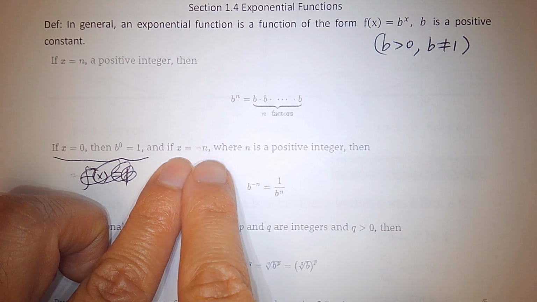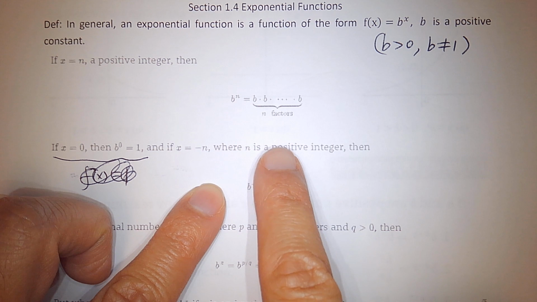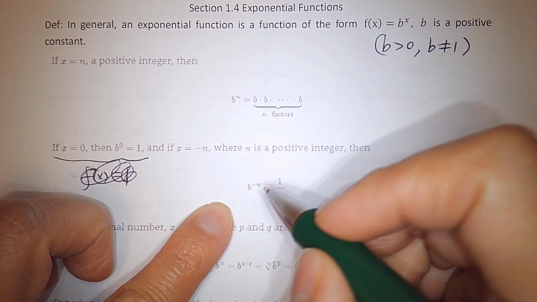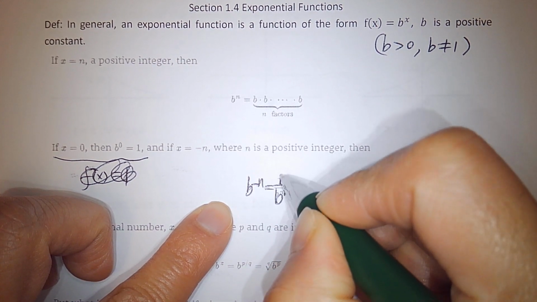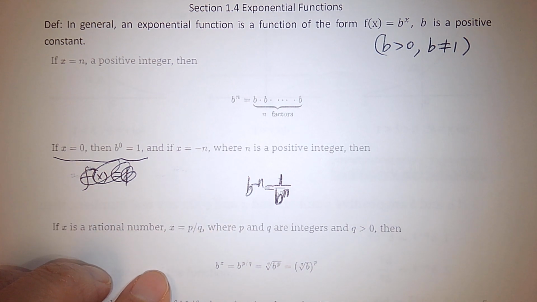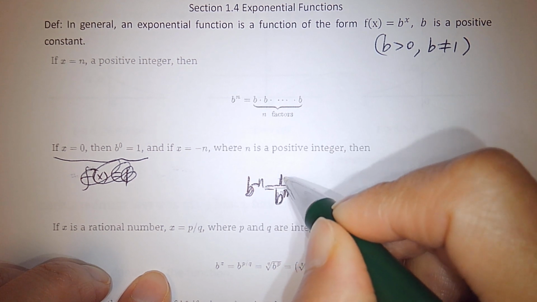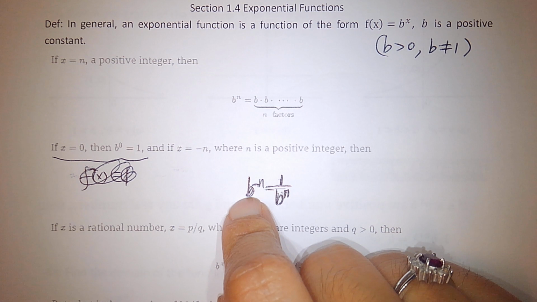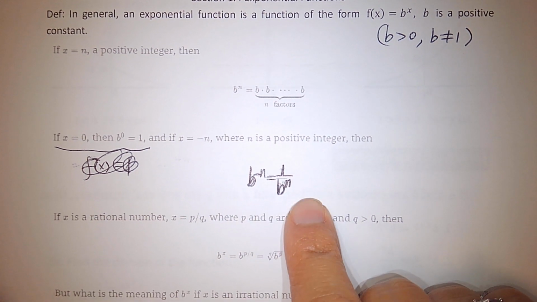If x equals negative n, we have b to the negative nth power, where n is a positive integer. That gives us 1 over b to the nth power, right? Can you see this clearly? 1 over b to the nth power. So b to the negative nth power is defined by 1 over b to the nth power. This is the definition for a negative exponent. It is defined like this.